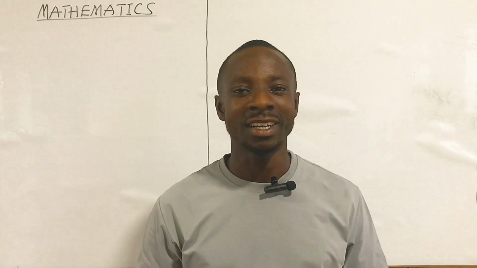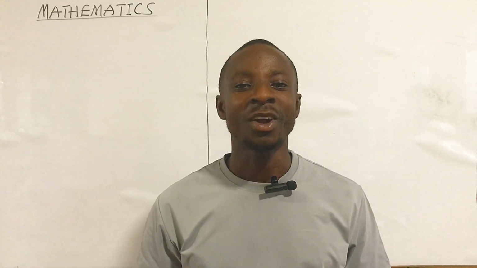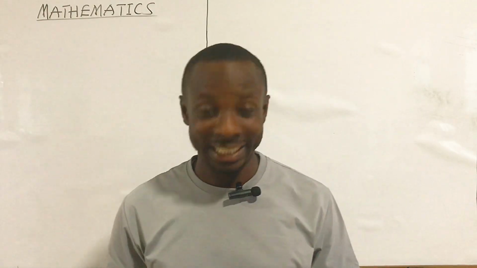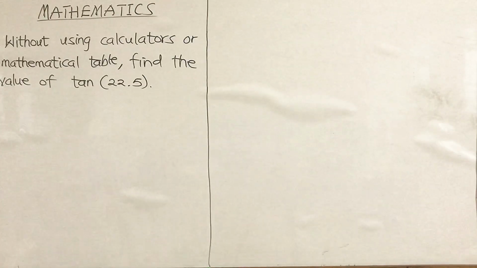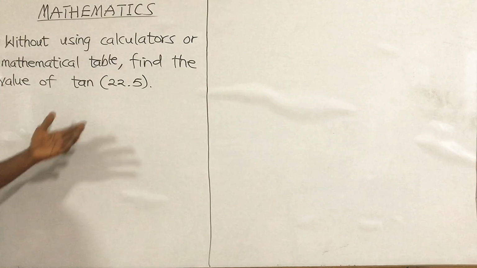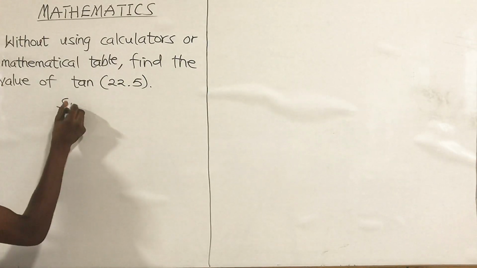Today, we are going to look at a very interesting question on trigonometry. So let's get to the board and get started. The question we have on the board is, without using calculators or mathematical table, find the value of tan 22.5. Solution.